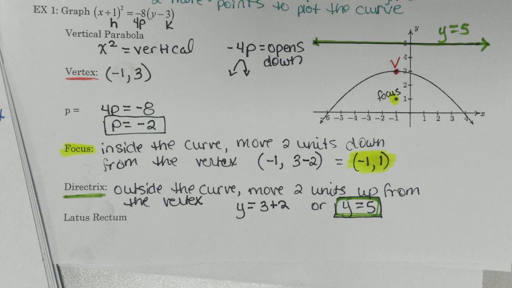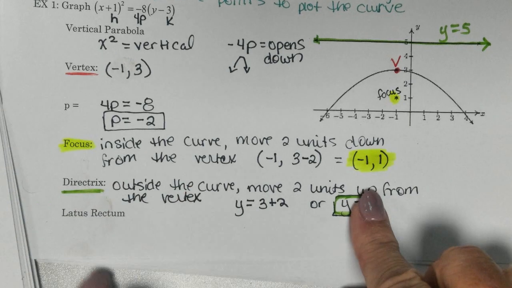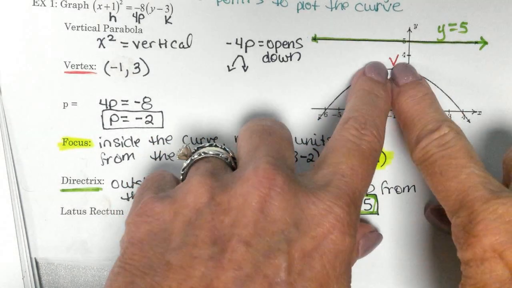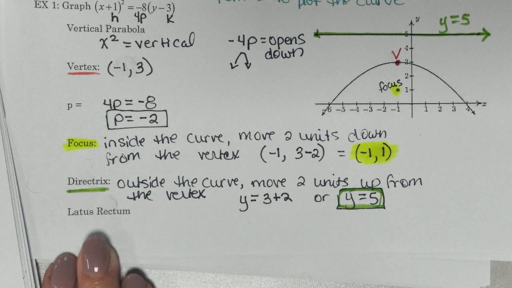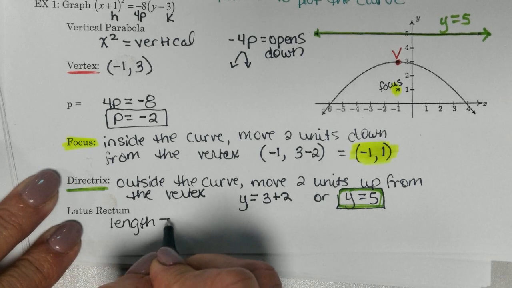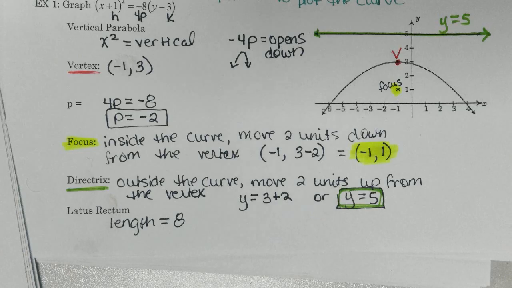Okay, so we've got our vertex, we've got our focus, we've got our directrix. Now, to use our latus rectum, this is what we're going to use to get the rest, to be able to graph our parabolic curve. We discovered that the latus rectum has a length that equals 8.